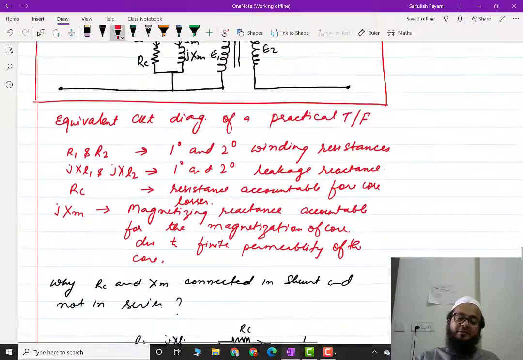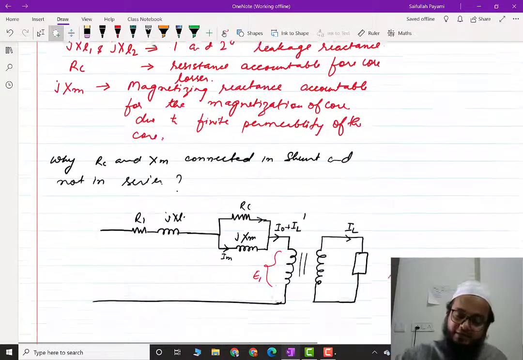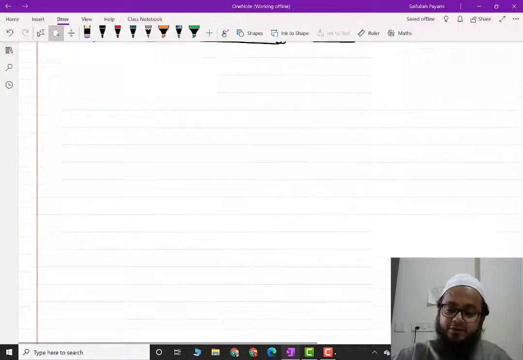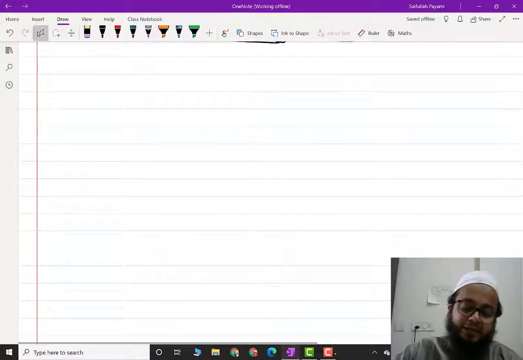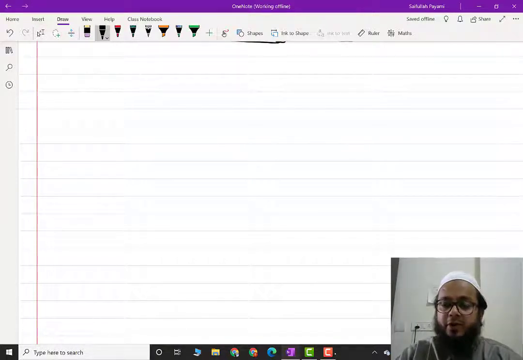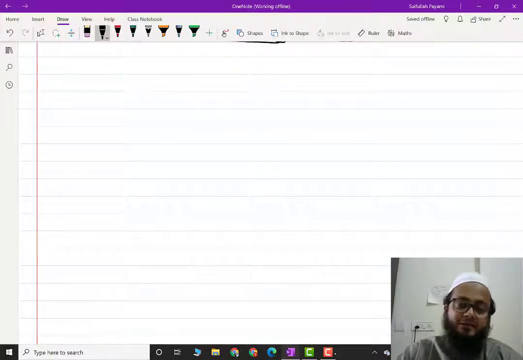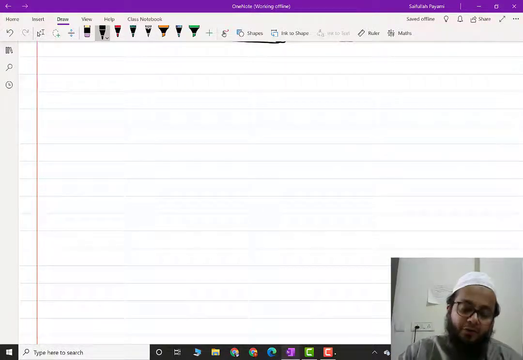So this is actually not satisfying this. This is the better representation of a practical transformer, right? Now, as I have said, we can refer this equivalent circuit diagram to either side, depending upon our requirement to solve the problem. We can refer these impedances as per our need.